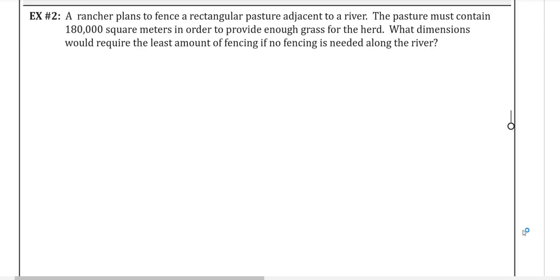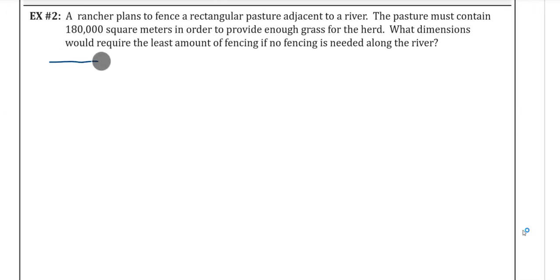Okay, example 2. A rancher plans to fence a rectangular pasture adjacent to a river. The pasture must contain 180,000 square meters in order to provide enough grass for the herd. What dimensions would require the least amount of fencing if no fencing is needed along the river? Okay, so here is our river. And then we are going to put a pasture fence around it, something like this. I will call these two sides Y. Here is my river. This side is X.